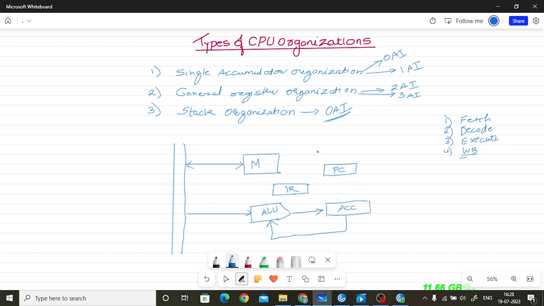Here we do not have general purpose registers which will hold our data. In this organization, the instruction is fetched from memory and resides in the instruction register. From the instruction register it is decoded, and according to the result of that decoding, execution is performed.